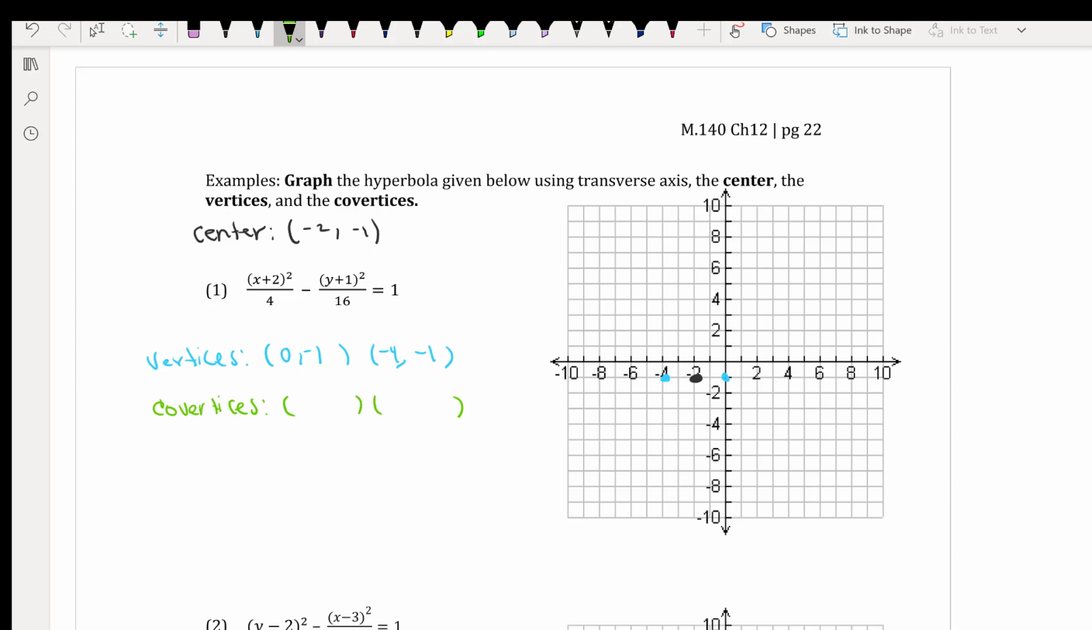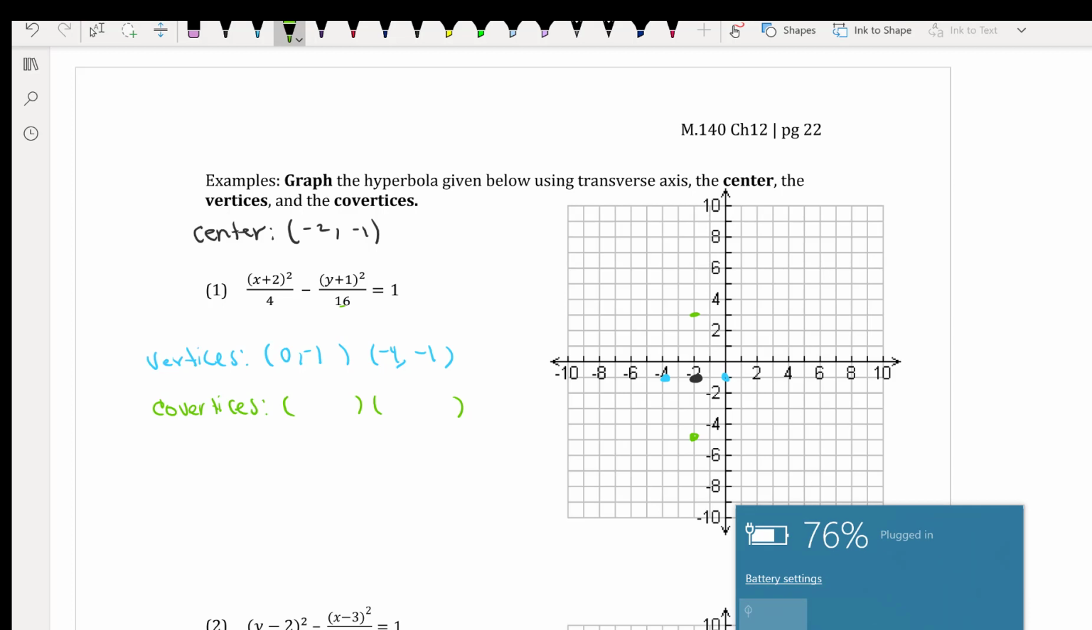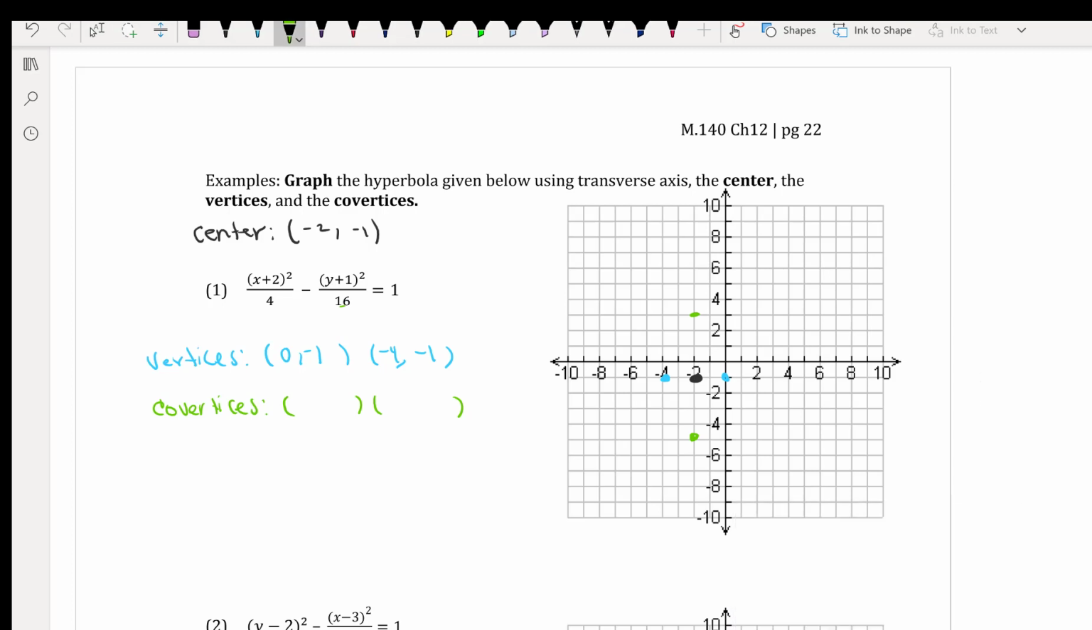So the co-vertices are going to come from that 16. So I know that I'm going to go up from the center 4. And from the center go down 4. So let's see where that lands us. If I went up 4, that new co-vertex is going to be -2, +3. And the other ordered pair down there is -2, -5.